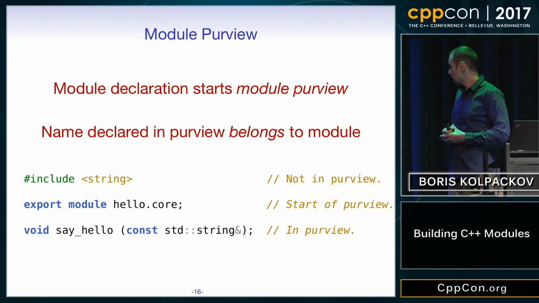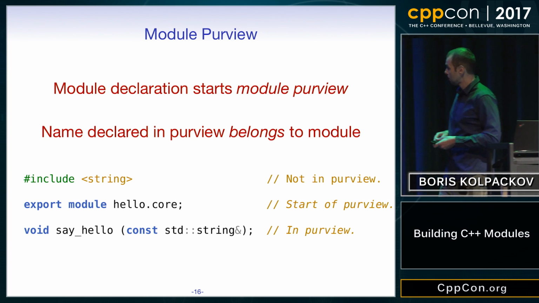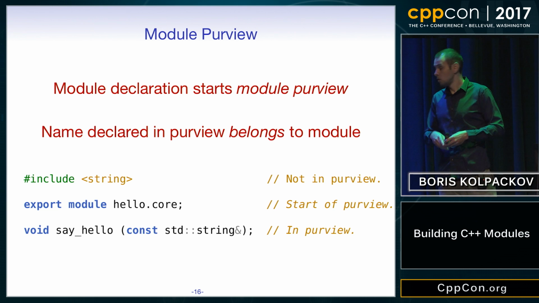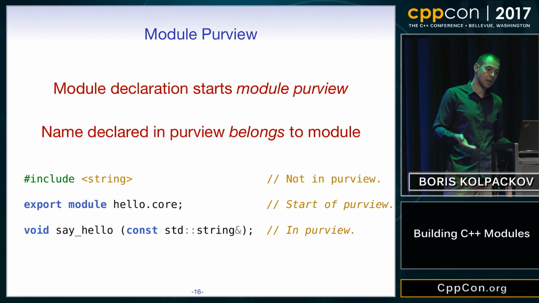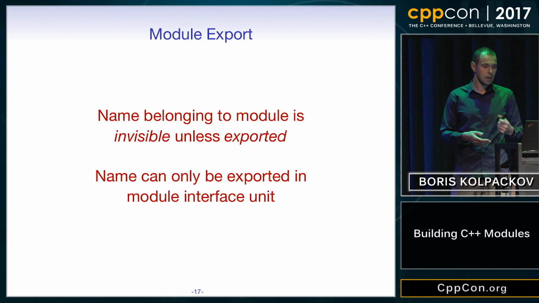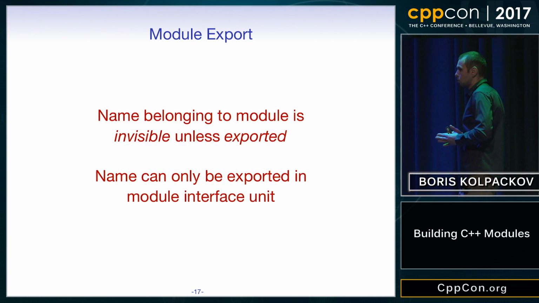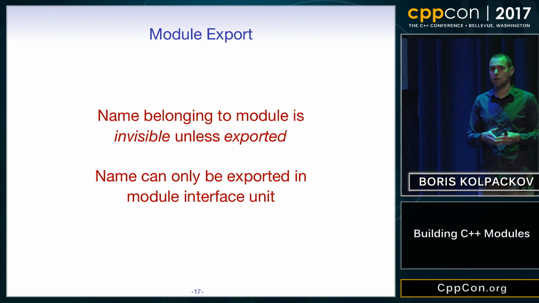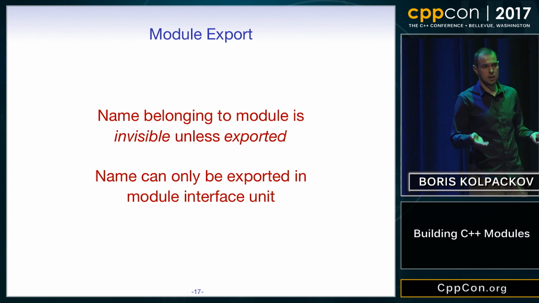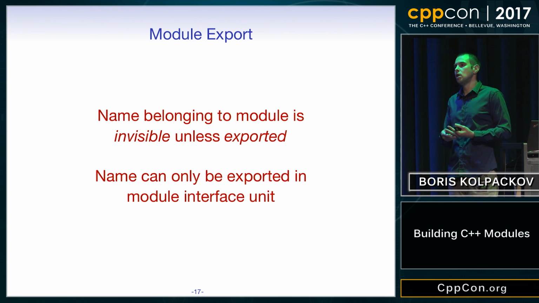So here, an example, we included the std_string header out of the module purview. We then have an exported module declaration, which starts the module purview, and then we declare a function which now belongs to this module. A name belonging to a module is invisible to module consumers unless explicitly exported. Right? So this is the explicit exportation semantics. And a name can only be exported in the module interface unit and only in the module purview.